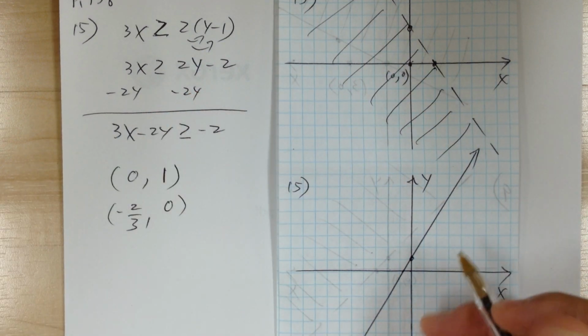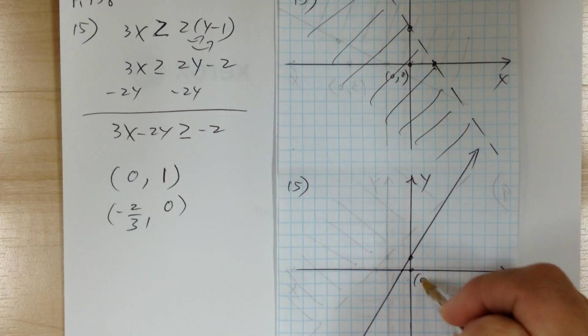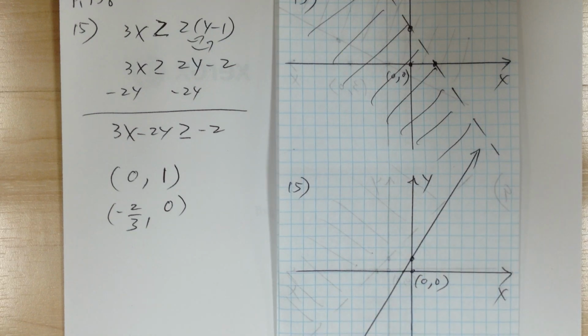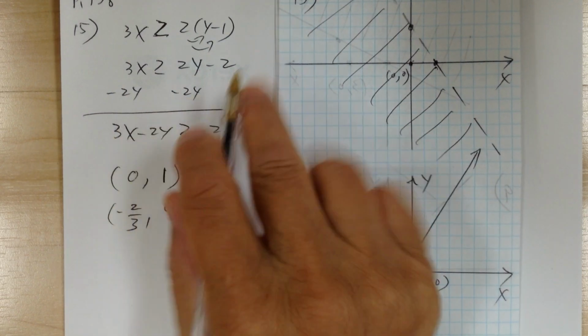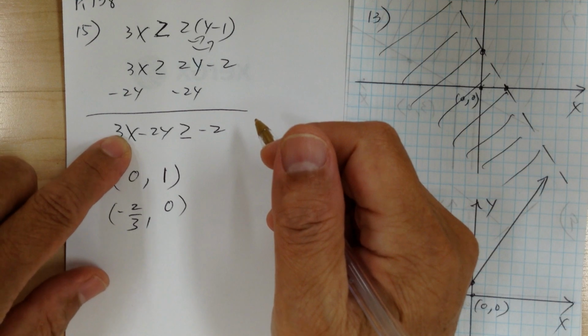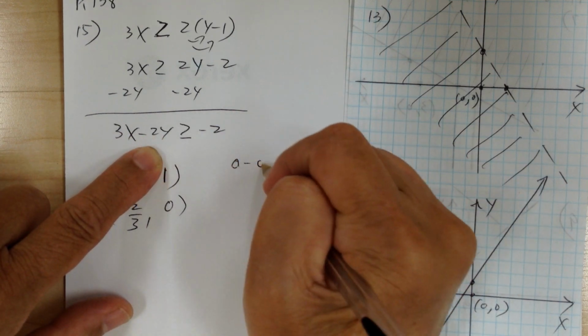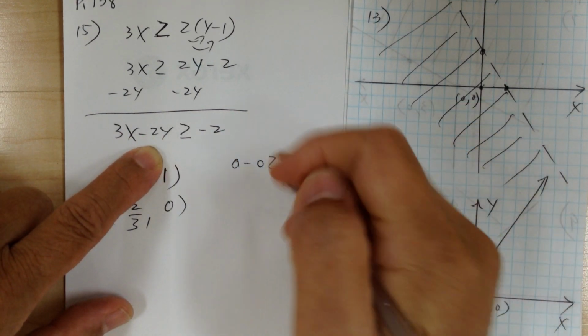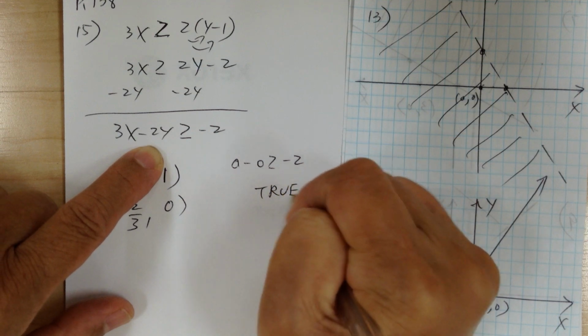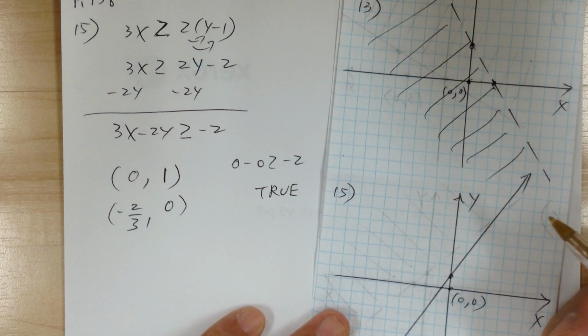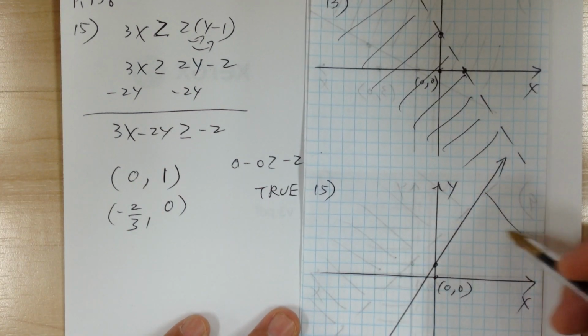Okay, let's do the testing point. Use 0, 0 as a testing point. So put 0, 0 in here. Again, x equal to 0, y equal to 0. So you're going to get 0 minus 0 is greater than or equal to negative 2. So this is true. So you shade in this side.